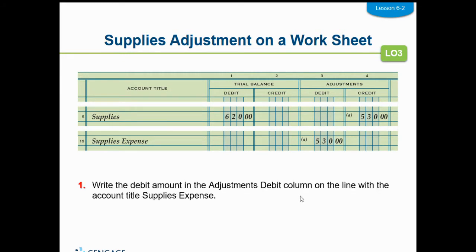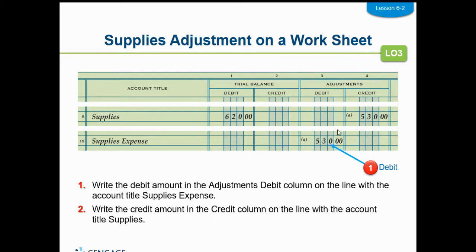On the worksheet, you'll take the $530 and credit it in the adjustment column, because supplies has a debit balance and you need it to go down to 90. You take 530 of it out with a credit, and you put the 530 in the debit column of the adjustments columns under supplies expense. We mark those with a little A in parentheses, because that tells us those two amounts go together in one transaction, so that when we do the journal entries, we can find them quickly because they have the A's next to them.